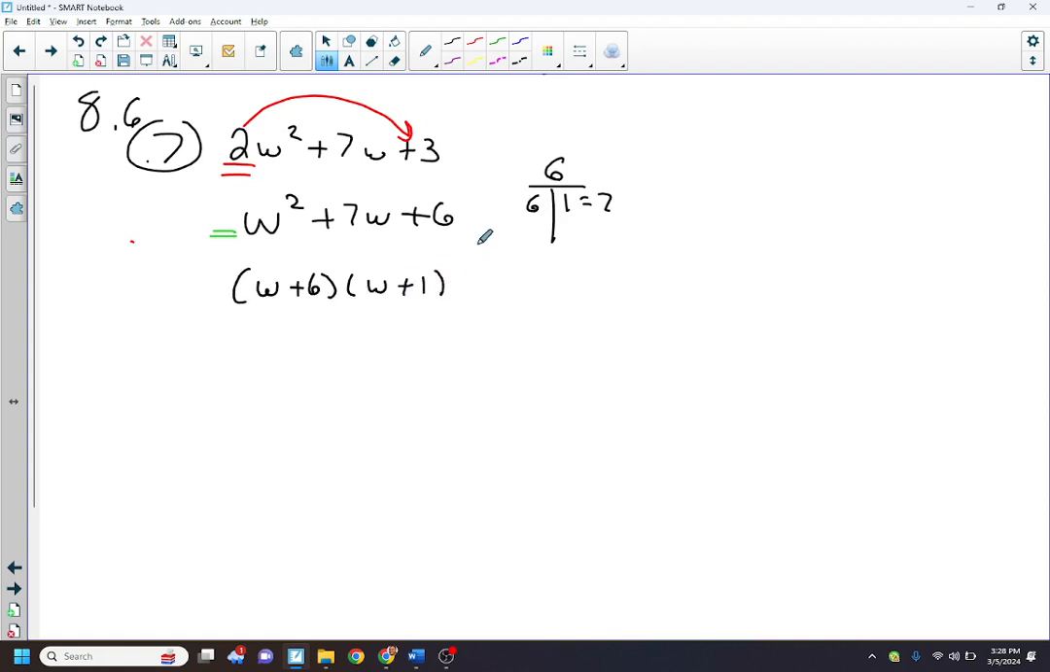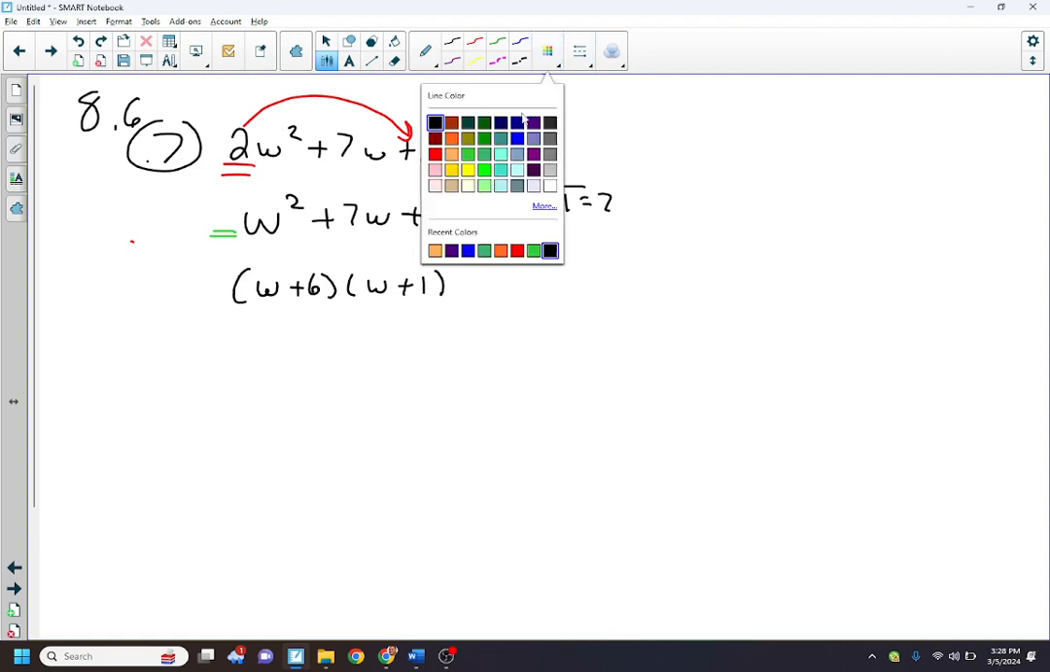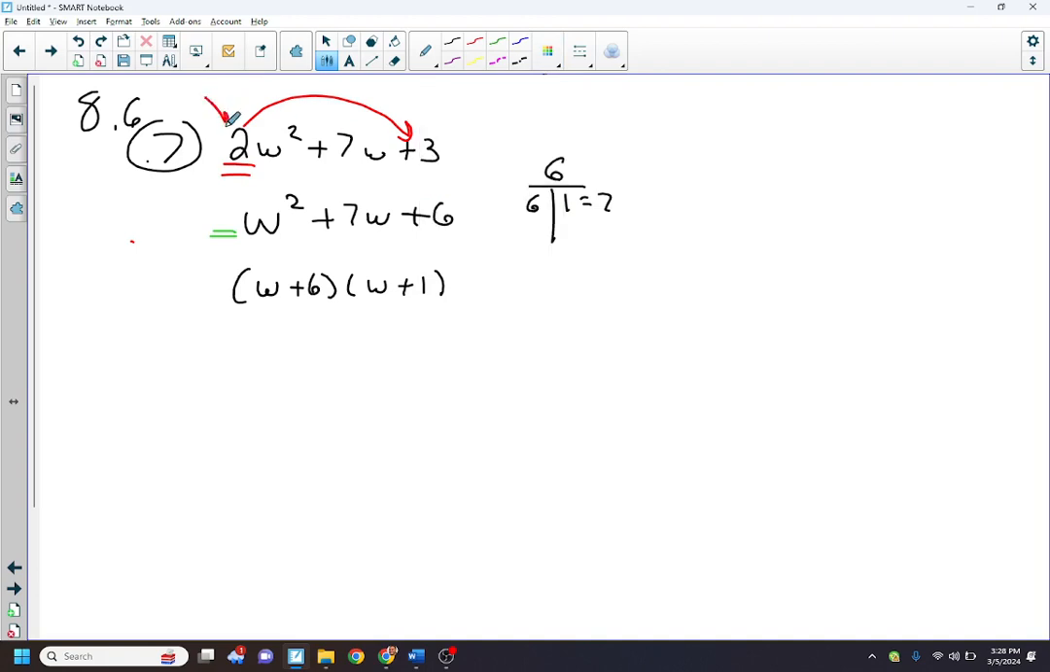Now here's the issue though. It doesn't matter if you do 6 and 1, the order does not matter. The thing is, over here, I borrowed a 2. We're going to have to divide to pay it back. So we borrowed a 2 by multiplying, so we're going to have to pay it back by dividing. So it's like 3w plus 6, right?